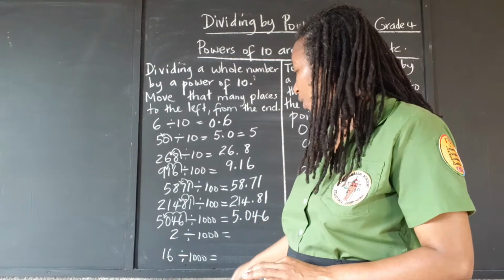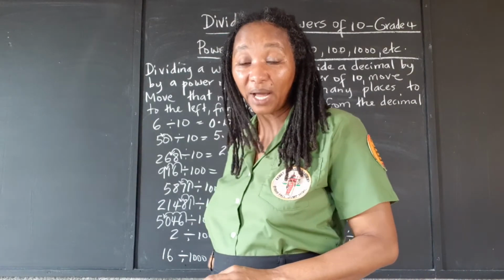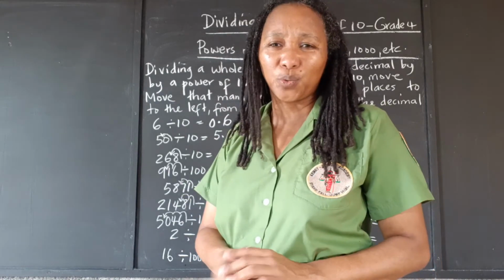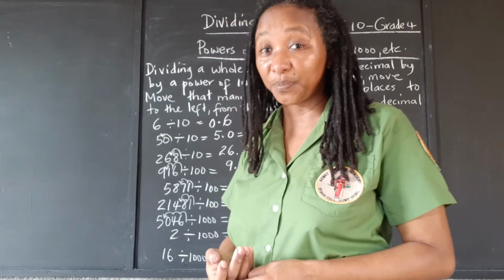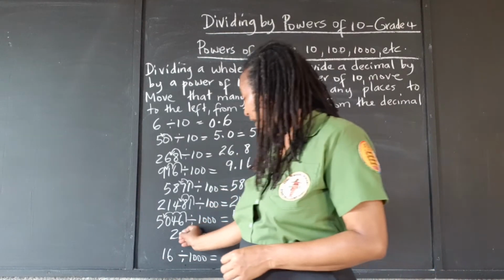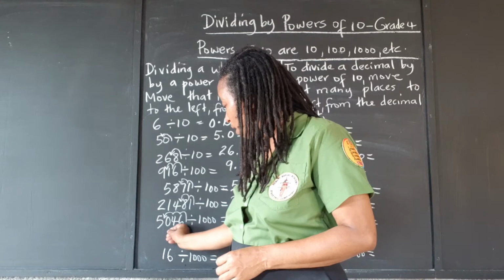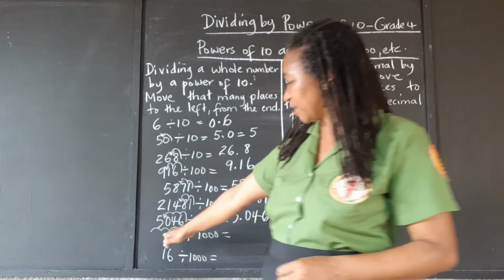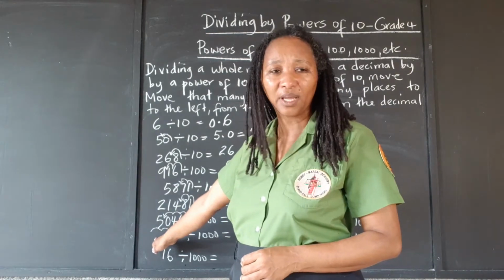2 divided by 1,000. Can you divide 2 by 1,000? Yes, you can. You're going to end up with a decimal. So we start at the end. We're going to move 3 places. 1, 2, 3. But there's nothing here in front of the 2.